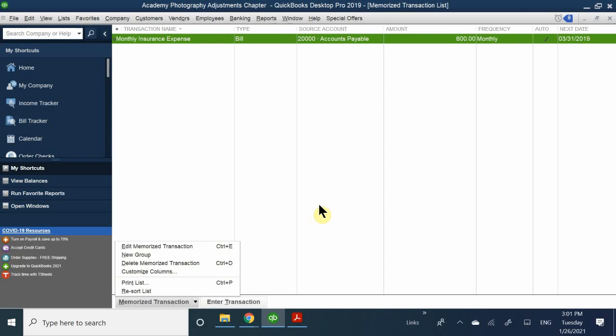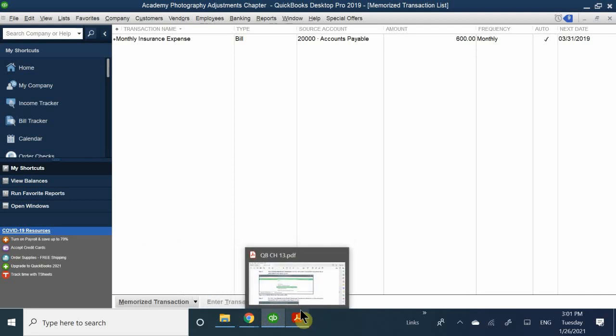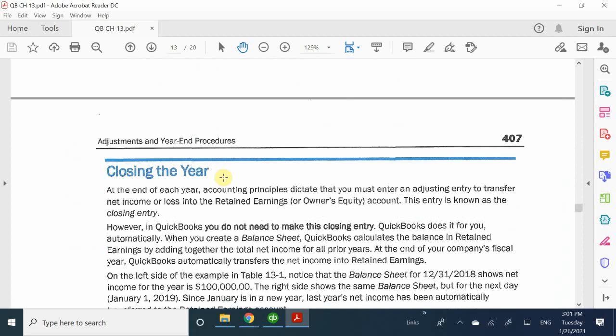So if you're going to memorize another report or another invoice or bill, you're just going to have to recreate it and memorize it again. That's it. Again, you can delete this one with no harm, no foul, because it doesn't affect any of your transactions; it's just helping you fill out your bill a lot quicker. I'm not going to delete it, because it doesn't matter whether I delete it or not. It doesn't affect me at all. Any other questions? No.